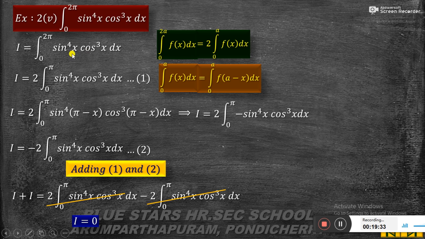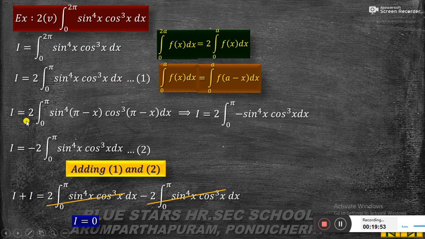So now I write it, this is from 0 to 2 pi. Here the integral from 0 to 2a of f of x dx equals 2 into the integral from 0 to a of f of x. This formula I will apply here. So 0 to 2 pi becomes 2 into the integral from 0 to pi of sin power 4x cos cube x dx. This is equation number 1.